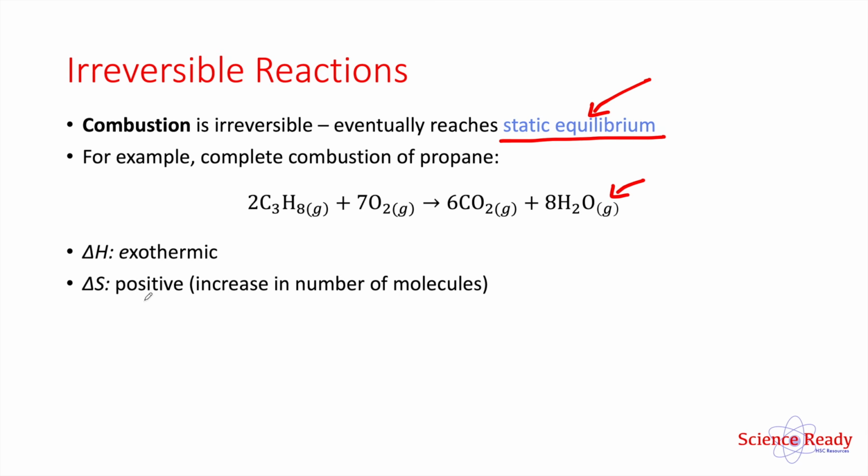In this case, combustion, like you know, is always exothermic because it releases energy. Combustion is always positive in terms of entropy change because there's an increase in the number of molecules. You go from 9 gas molecules, as you can see, to a total of 14 after the reaction. So because there's a net increase in the number of molecules, the system becomes more disordered. And thus, that's why there's a positive change in entropy.